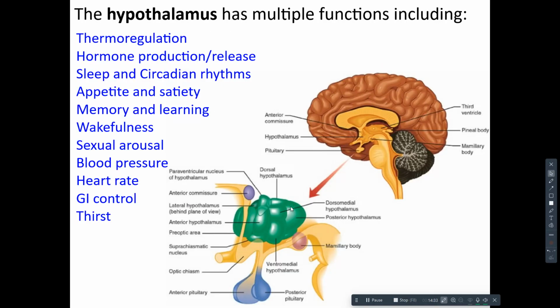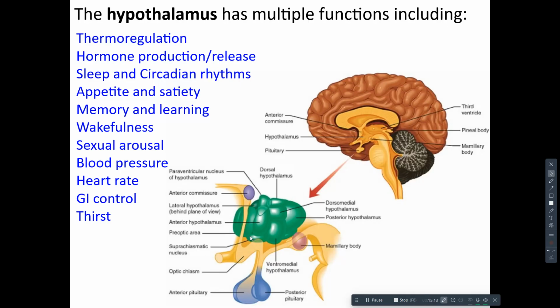A lot of functions in my hypothalamus. Thermoregulation, so it's involved in maintaining body temperature. It makes and releases certain hormones. It is going to be involved in my sleep-wake cycles. Appetite, satiety, memory, learning, wakefulness, sexual arousal, blood pressure control, heart rate control, gastrointestinal control, thirstiness. And this isn't even all of them. This is a pretty darn good big list, but it is not all, which is the amazing thing about the hypothalamus.